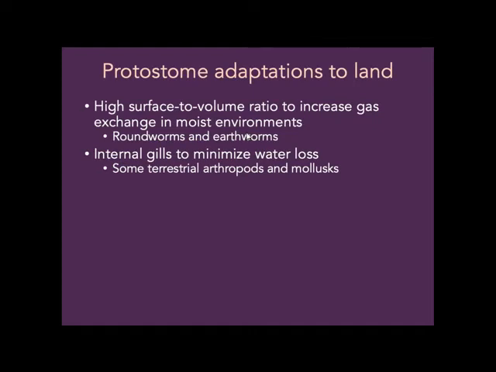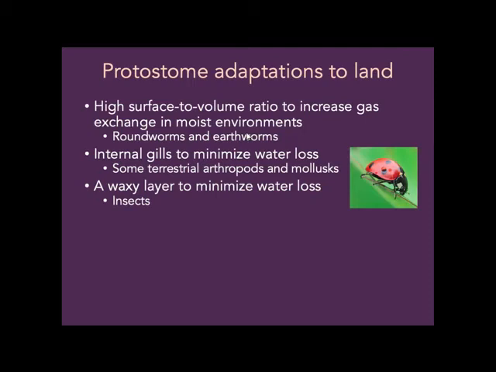Let's see. So some protozoans have internal gills that help them minimize water loss. So for example, mollusks have kind of a little chamber that they keep their gills in, and if you seal off that chamber just to a little hole, it basically makes a lung. So that is what snails and slugs will often do.